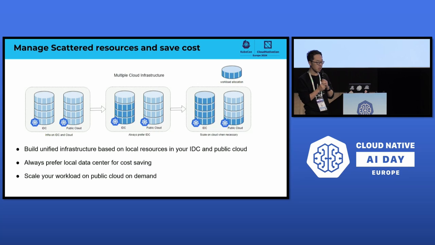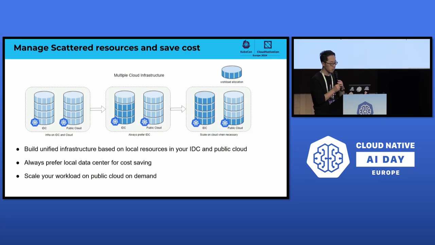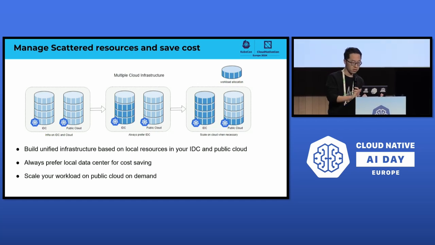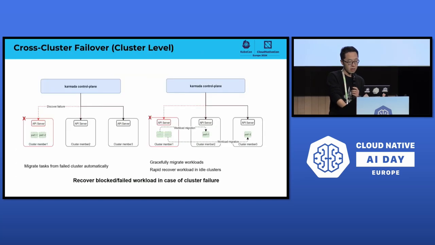So with Karmada, there's a feature called the cluster group. It means that you can basically schedule among different cluster groups in a time order. You can always try to schedule to the on-prem clusters first, then try the second group. That helps users easily achieve on-prem preferred scheduling among different clusters and different cloud environments.